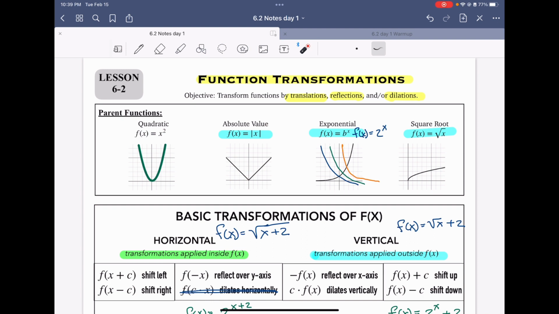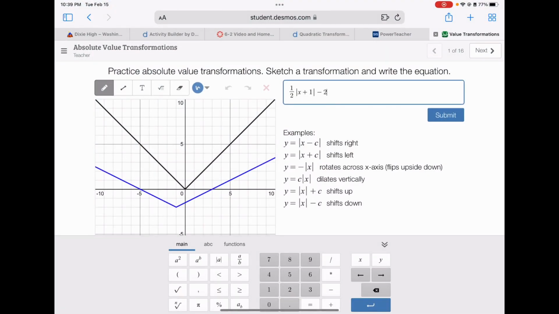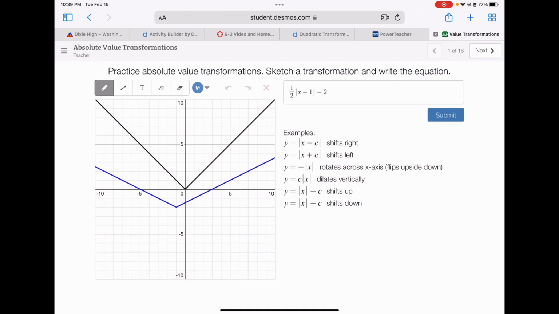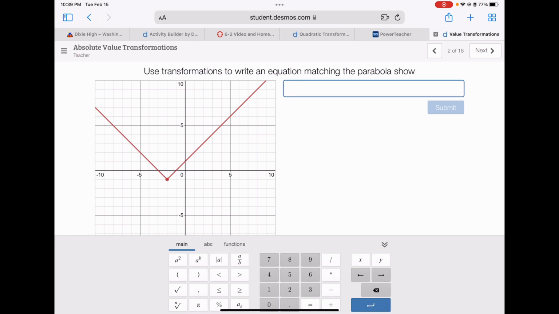Let's go back one more time to the Desmos activity. Again, on this first page you can play around, try different things, and see how it affects the graph. Then you can go to the different pages and practice again, seeing if you can match up the graph. It works the same as the other activity. I highly recommend you try it.